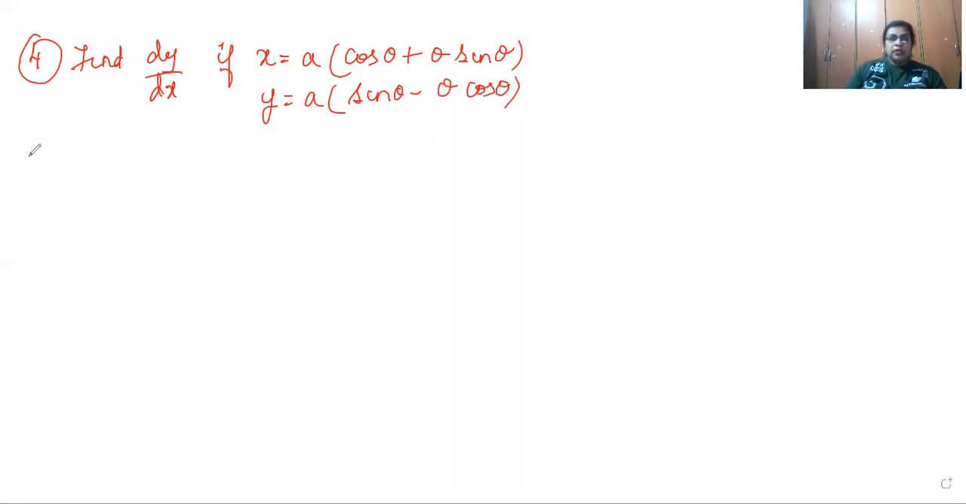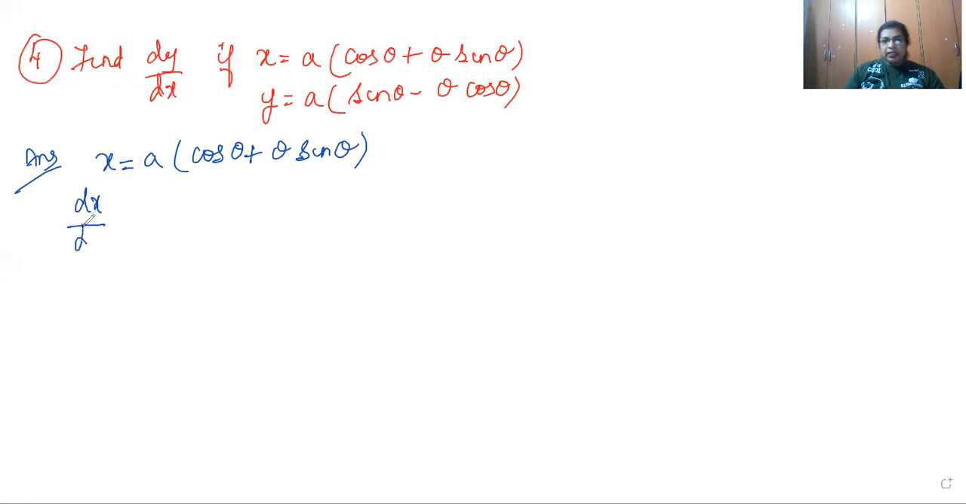Okay, so now suppose I have x. I take x is equal to a into, who is the parameter now? Theta is the parameter. So x is equal to a into cos theta plus theta sine theta. So I differentiate this. So therefore, dx by d theta, what is it equal to? A is a constant, right, as it is. Cos theta, what is the derivative? It is minus sine theta.